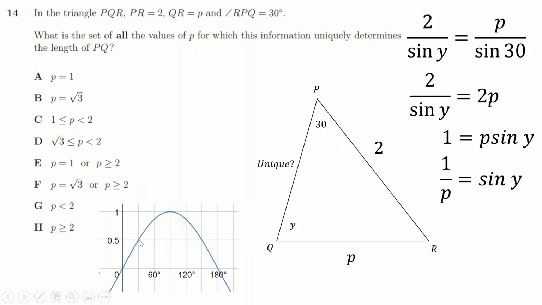So actually, if sine of the angle is less than 0.5, and sine of the angle is 1 over p, so if 1 over p is less than a half, then I have a unique solution, because I can't match it with anything over here. And of course, you can sort this out, times by p, times by 2, and you want p to be bigger or equal to 2. So either p is 1 or p is bigger or equal to 2. That's when you make a unique triangle.